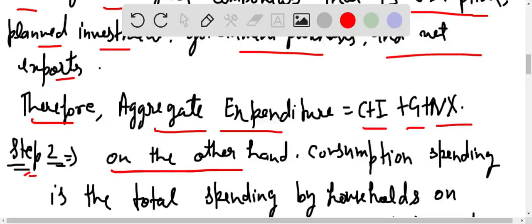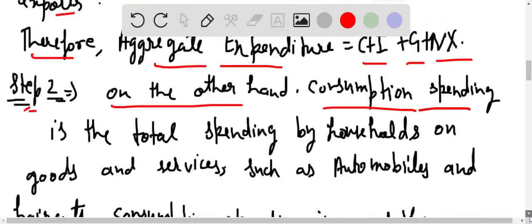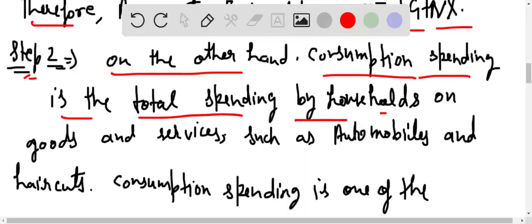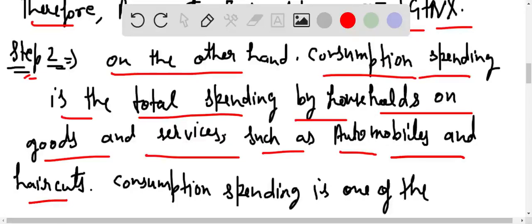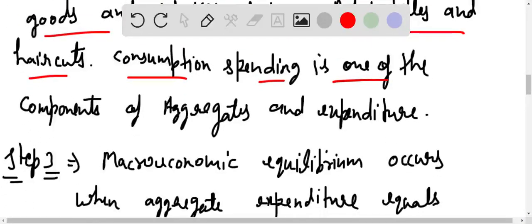For step 2, consumption spending is the total spending by households on goods and services, such as automobiles and haircuts. Consumption spending is one of the components of aggregate expenditure.